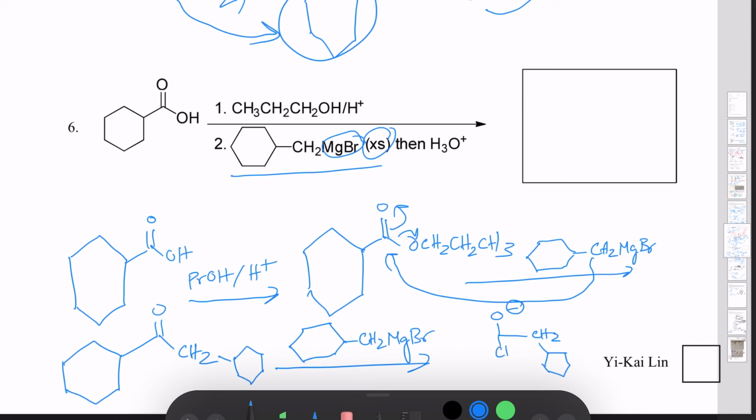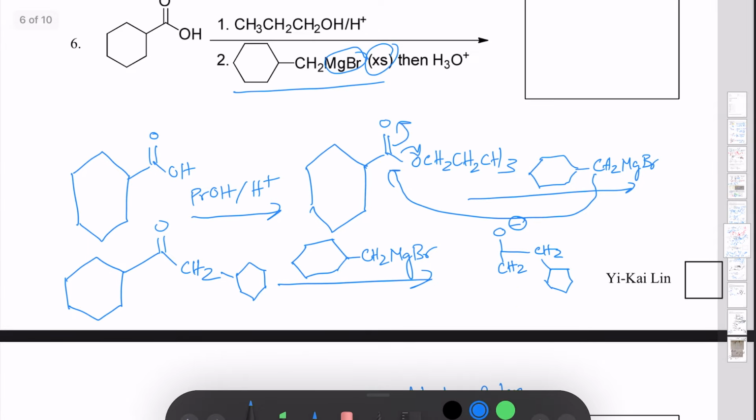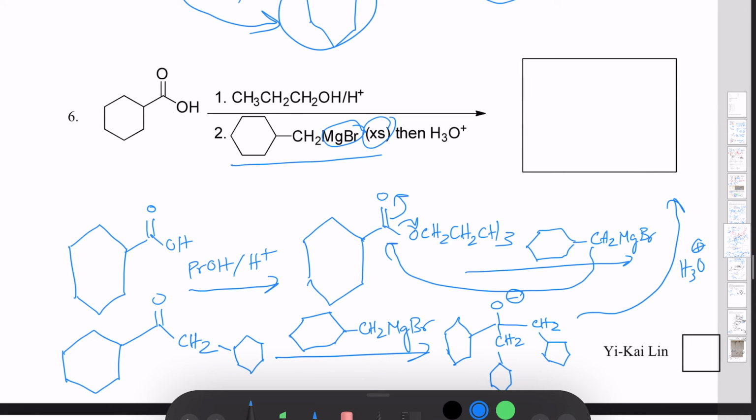Running out of space, so that's why it's a little... And lastly, our cyclopropane. Now the last thing that we need to do is just reductive workup. So that negatively charged oxygen is going to react with the acidic solution and form an alcohol, or sorry, an OH group.